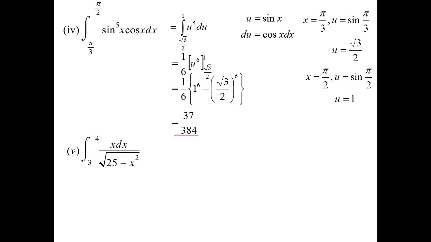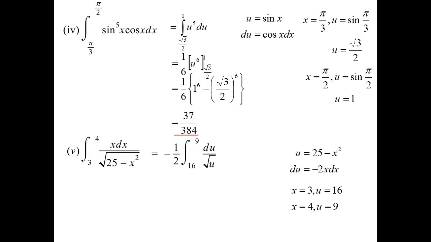x dx on the square root of 25 minus x squared. What's causing me the problem? 25 minus x squared. That's in the square root sign. So du is going to be minus 2x dx. Limits, let's fix those up. Oh, du on root u. What do you know? There it is. Well, the integral of du on root u is 2 root u. So we end up with just simply the square root of u. Square root of 16 minus the square root of 9. We have 1 as our answer.